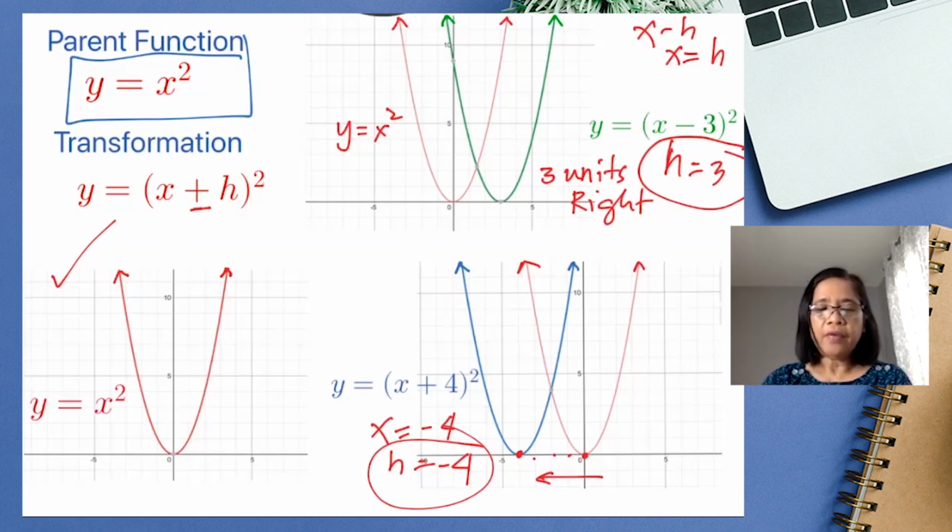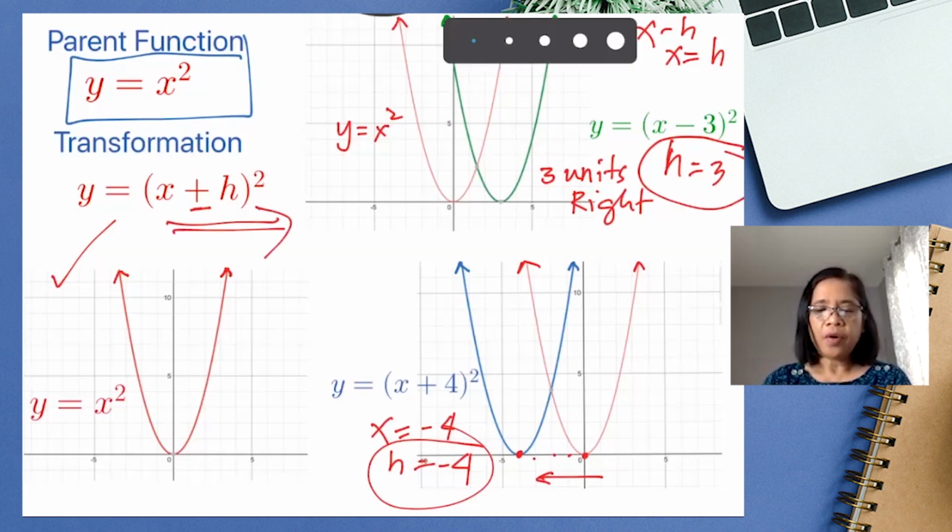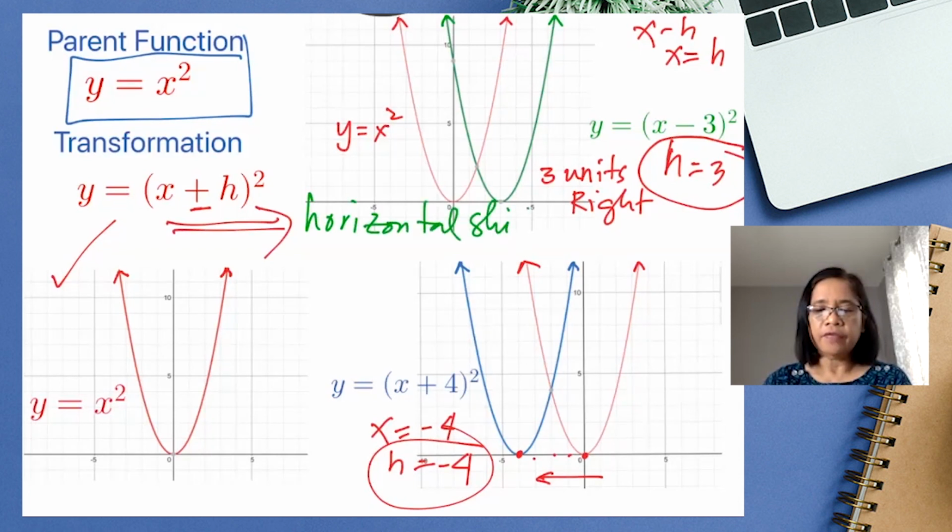And the effect now of the transformation or the value of h is a movement from left to right. So this is a horizontal shift. Unlike the value of k, when it's positive k, move up, negative k down. In this case, when you have h is positive, when you have an x minus h, it's actually a movement to the right, and movement to the left if it's x plus h. Copy?